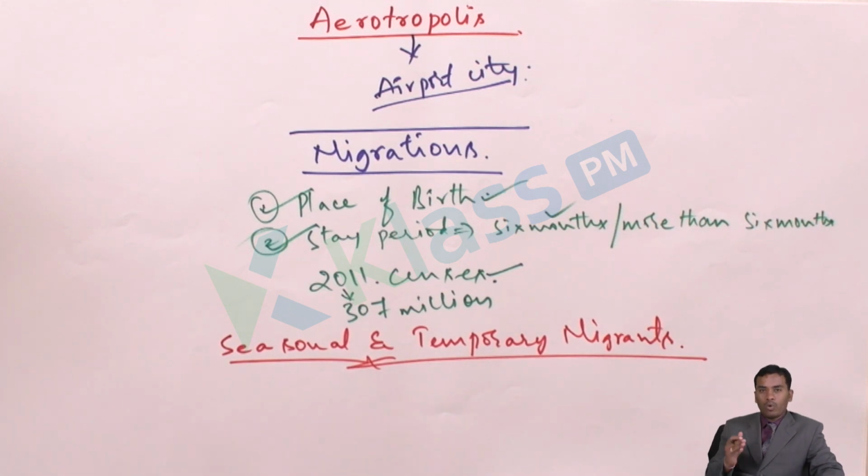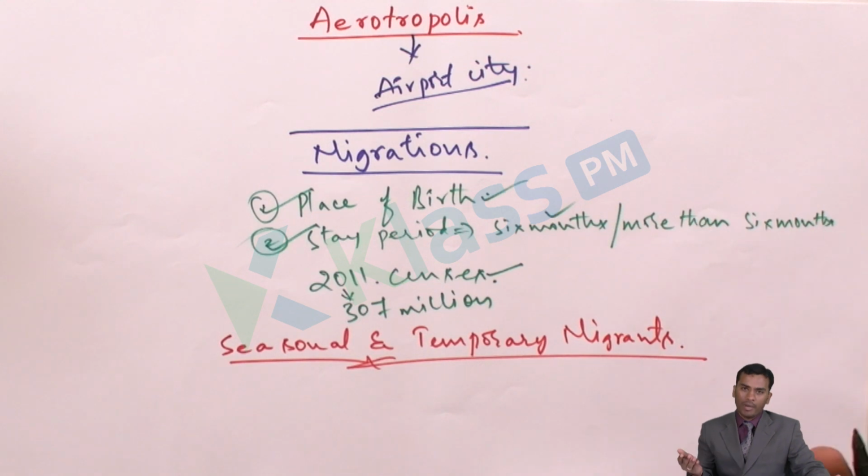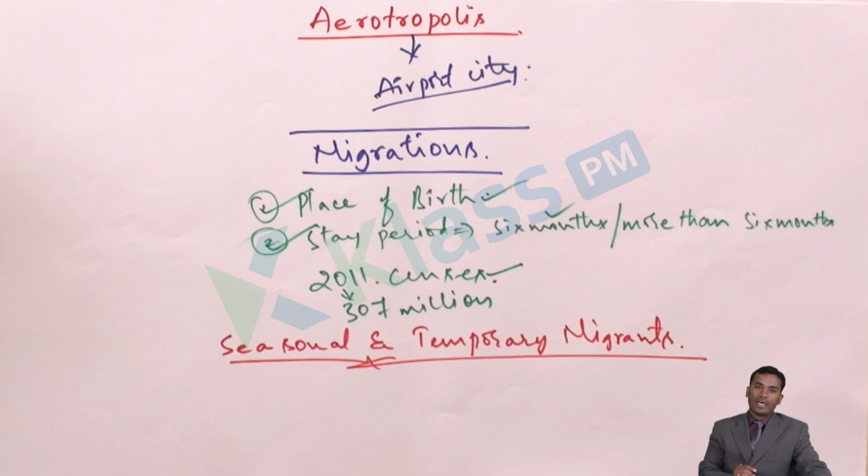Then we call it the people who are moving from one place to another for a short period of stay, less than 6 months. That we consider as temporary migration or seasonal migration. The better example is the neighboring state, Maharashtra.